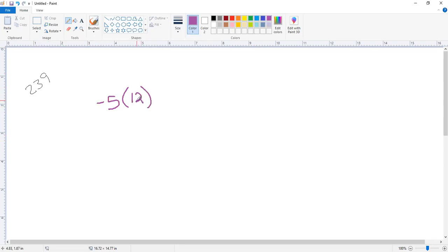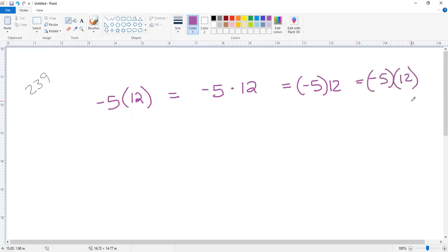So the first one is negative 5 times 12. I just want to make sure you know that they can write this a bunch of different ways. They could write it as negative 5 times 12. They could write it as parentheses negative 5, 12. They could write it as parentheses negative 5, parentheses 12. There are so many different ways to write a multiplication problem.